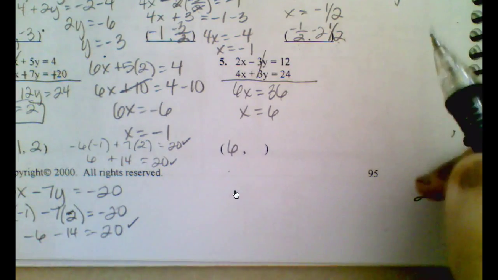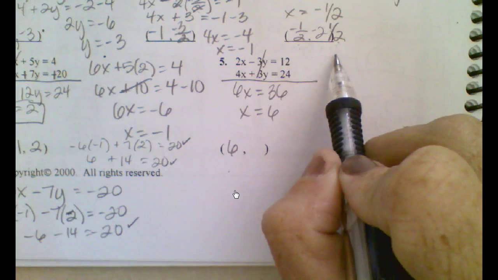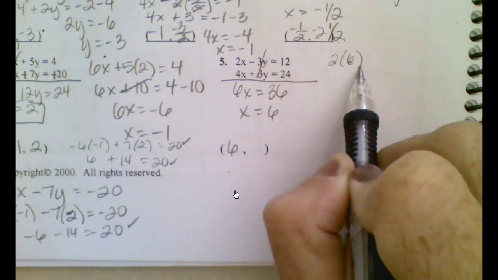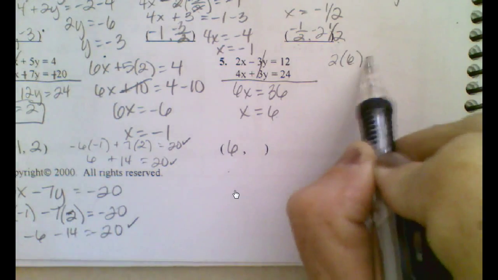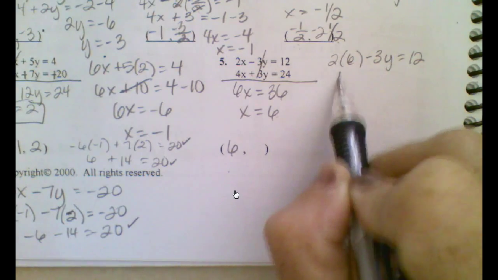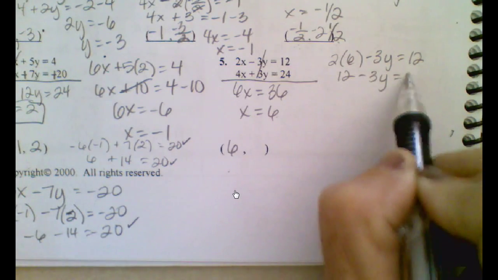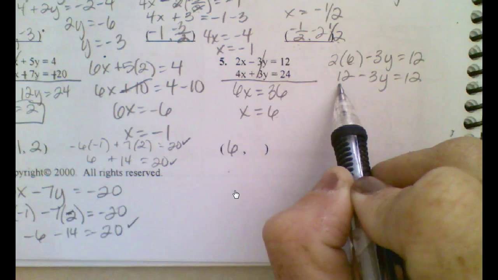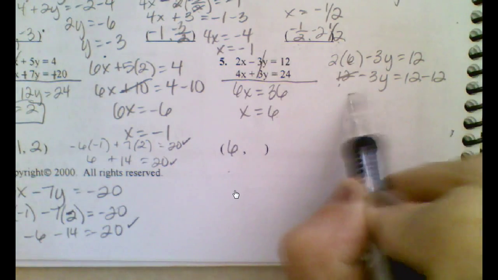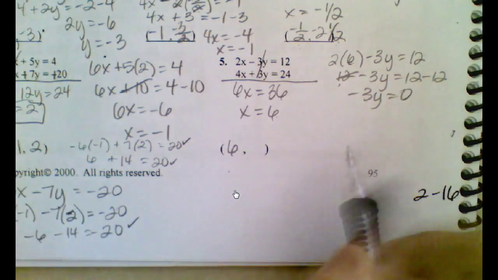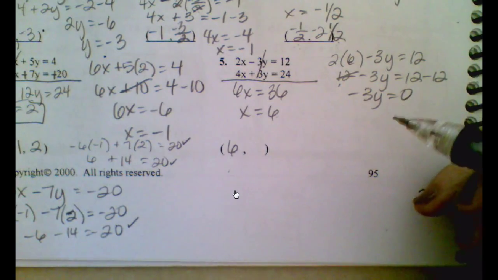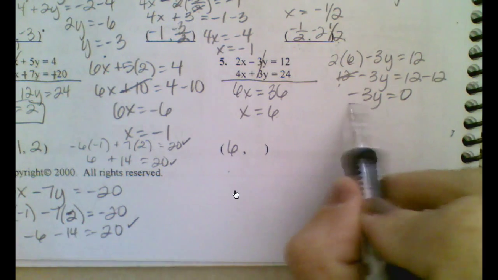Which equation do you want to plug into? Top one? Okay, so 2 times 6, because 6 is my x value, minus 3y equals 12. What's 2 times 6? 12 minus 3y equals 12. How am I going to move that 12 to the other side? Subtracting it, good. So negative 3y equals 0. What does y have to equal? Can equal, has to equal a number.